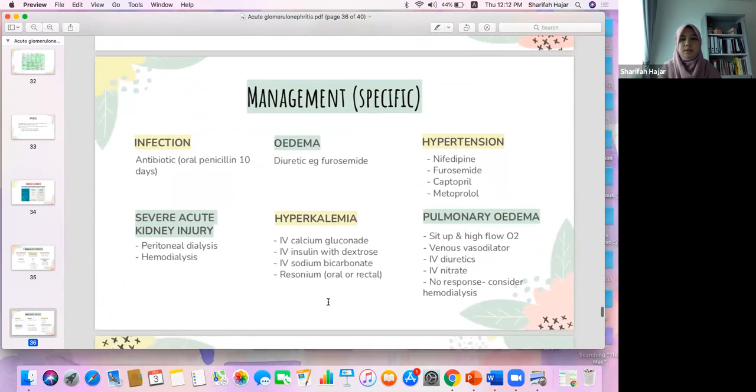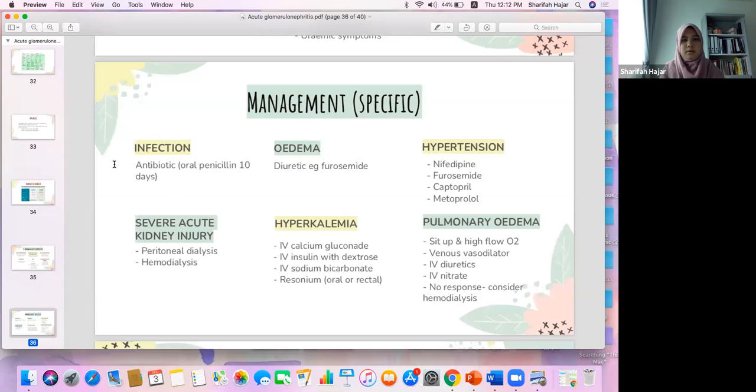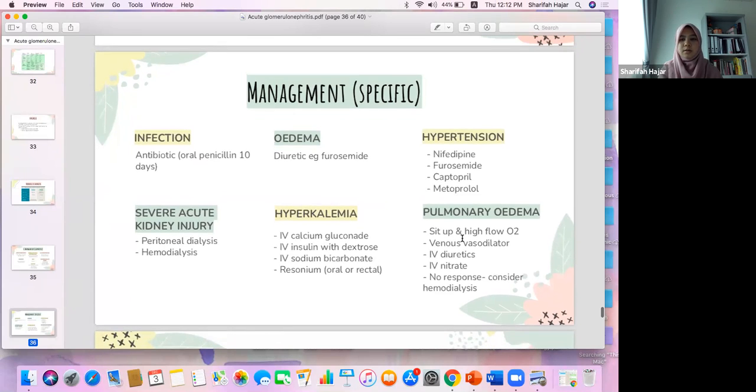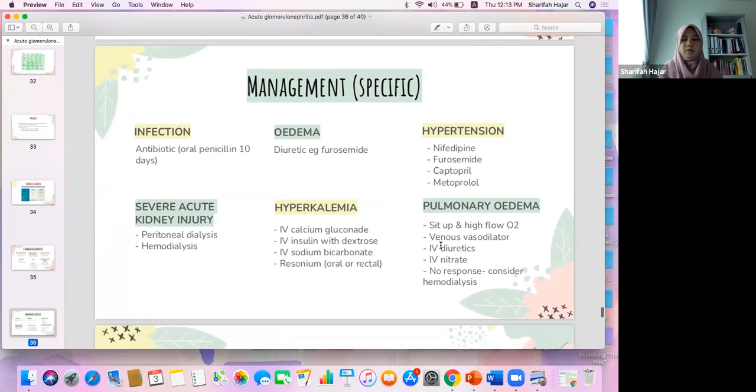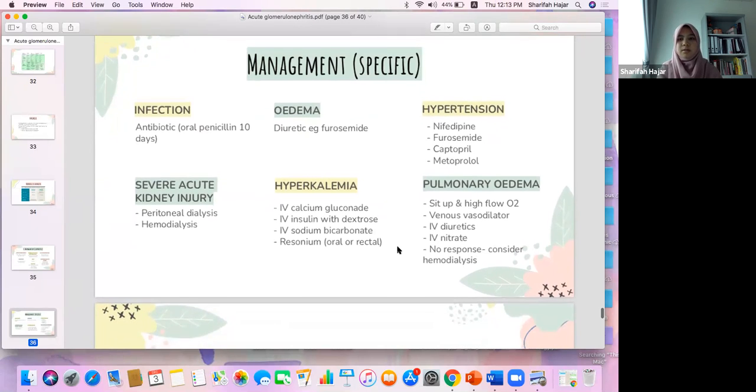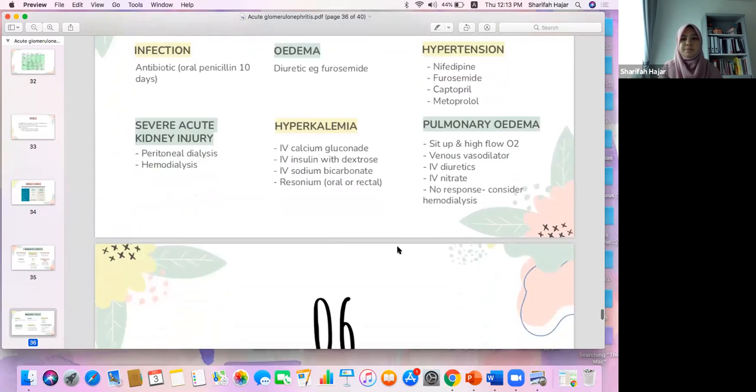Okay, so for management, which is more specific: for infection, antibiotic; edema, diuretic; hypertension; severe acute kidney injury needs dialysis; hyperkalemia, give calcium gluconate and others. And also for pulmonary edema, we need to give oxygen and other medicine.